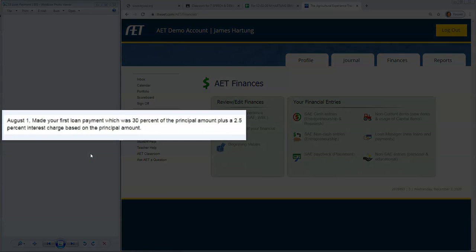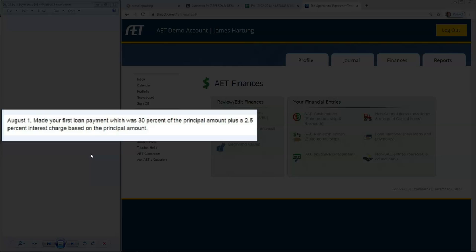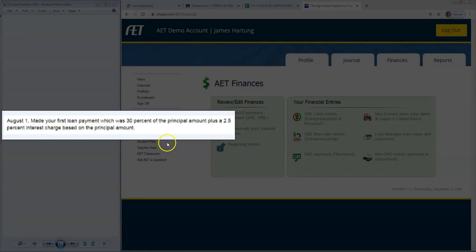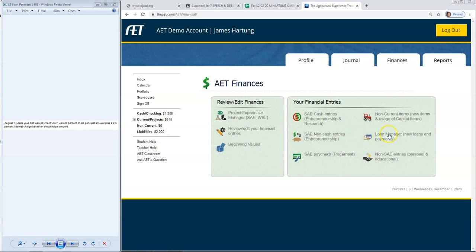Now let's take a look at the original transaction here. We're making our first loan payment, which is 30% of the principal amount, plus we also have to pay 2.5% as an interest charge based on the principal amount. So the interest is a fee that needs to be paid based upon the amount of money that we borrowed.